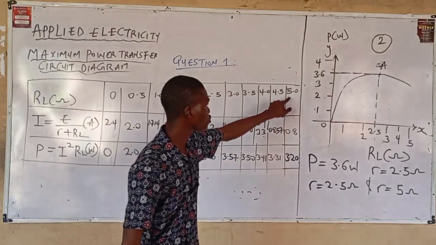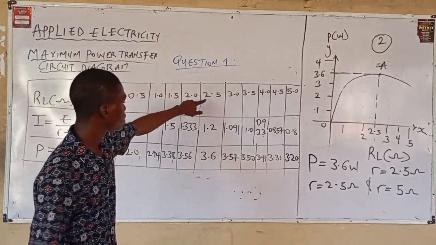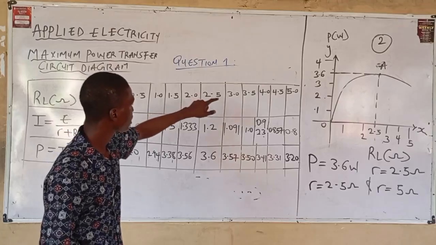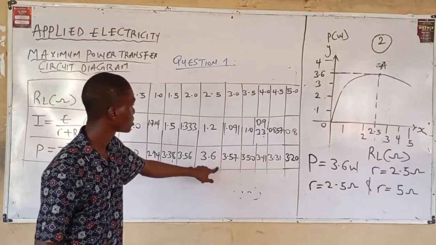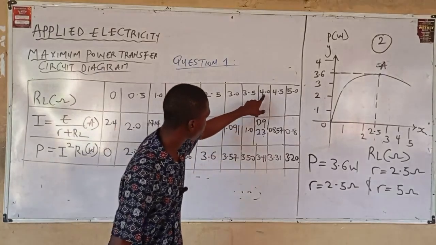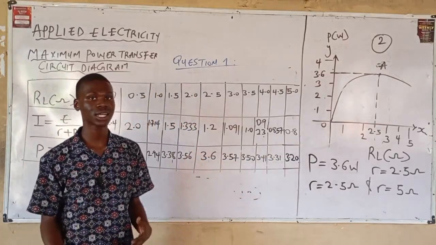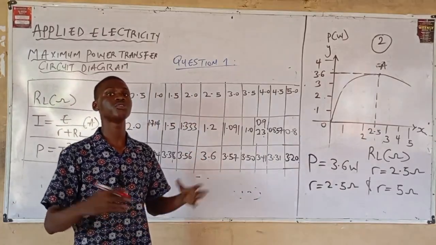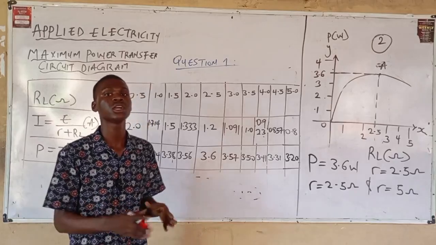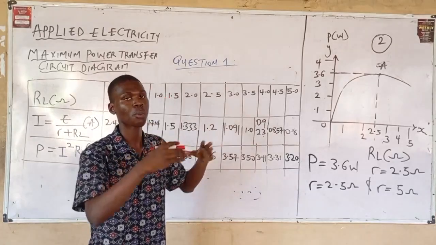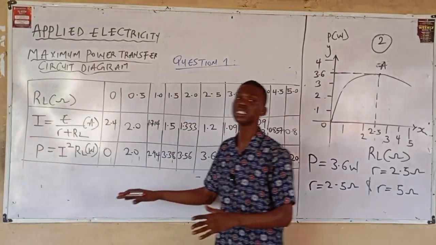When R is equal to 5 ohms, we got 3.2. When R is equal to 2.5, we got 3.6. When R is equal to 4 ohms, we got 3.41, right? So in essence, what we are saying is that a greater value of resistor doesn't mean your power will be maximum or greater. No, it doesn't work that way. So that's the concept behind this theorem.